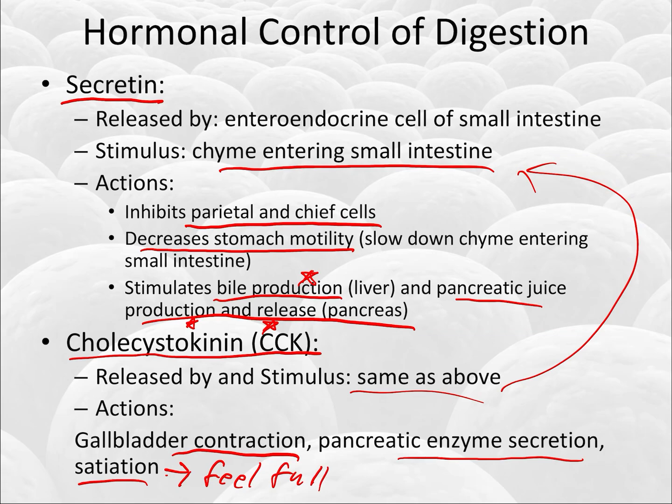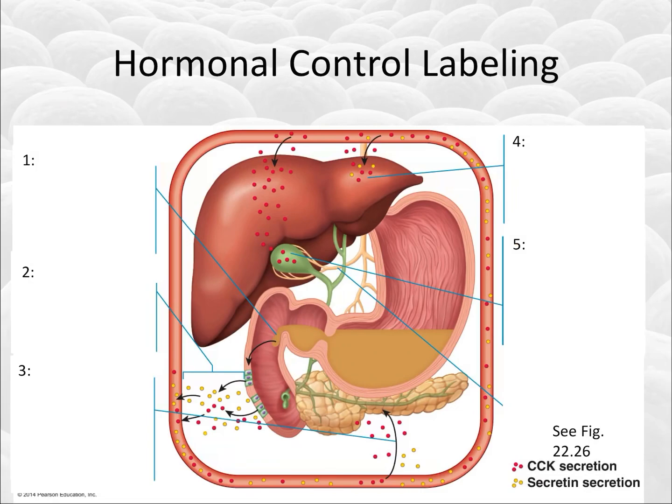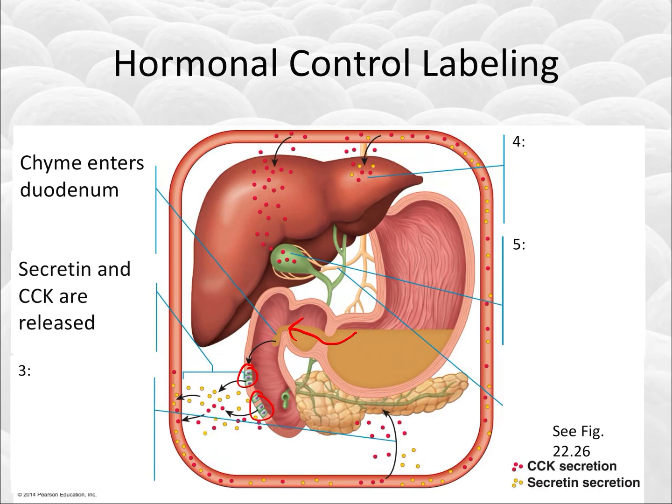So let's take a look at this on this hormone loop chart here. Okay, so you recognize the organs. We'll start over at number 1. Number 1, we see chyme entering the duodenum. All right, so it's coming from the stomach into the duodenum. Okay, that's immediately going to cause a couple things, right? We see some enteroendocrine cells here. That's going to cause them to release secretin and CCK. Secretin and CCK are going to get into the blood and do a couple things. They're going to stimulate pancreatic juice release.